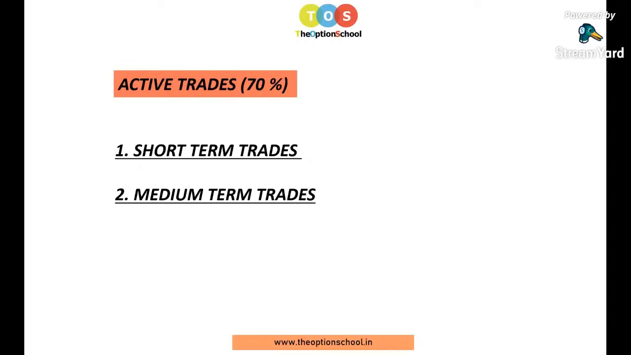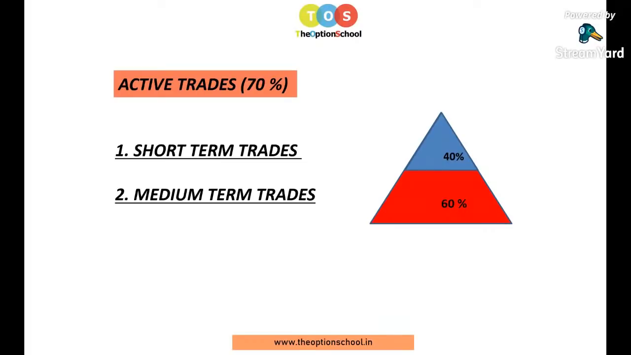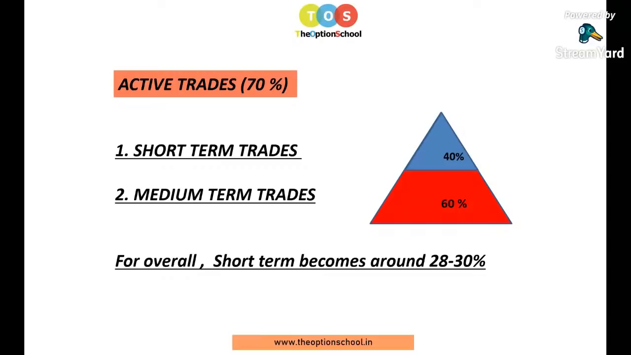In this, we have done a further broad allocation that okay, 60% of money will go to medium-term trades, and for short-term trades where you have to actively manage these things, then we have to do 40% of allocation to short-term trades. So this is 40 and 60, 100. This is 100 for this 70%. And if you see for overall 100%, what will happen? So 40 into 70 for overall short-term trades becomes somewhere around 25 to 30%.